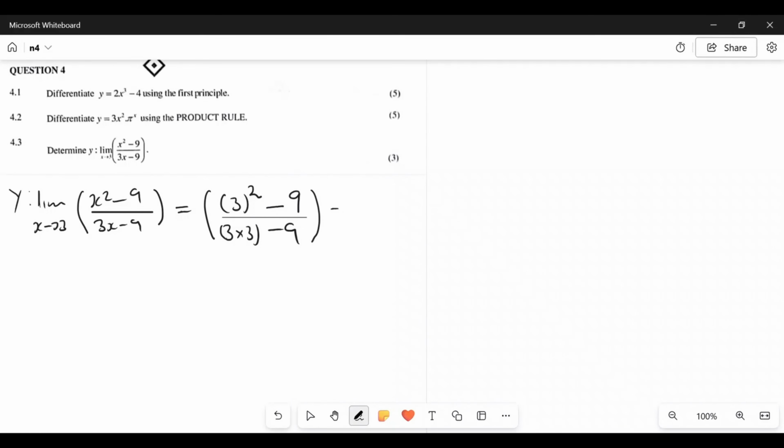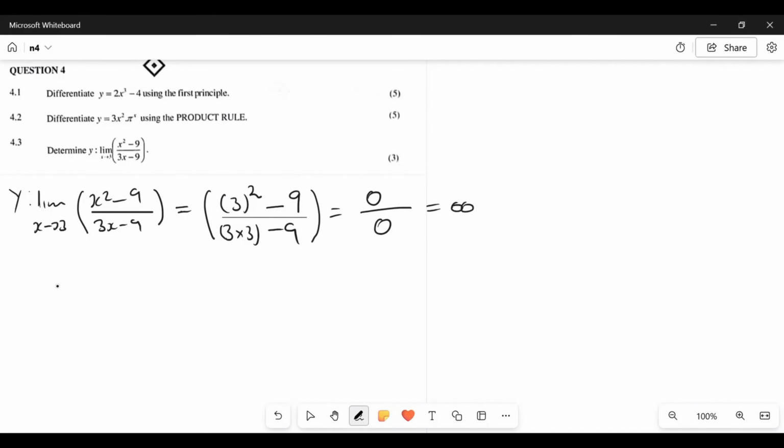If you continue here, we're going to have on the numerator 9 minus 9. That is going to give us 0. On the denominator, we also have 9 minus 9. That is going to give us 0. So when it's like this, this is actually indeterminate. We need to do the second step.